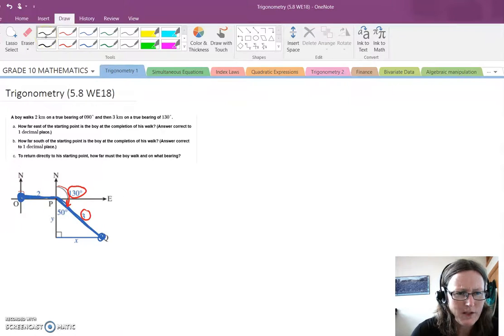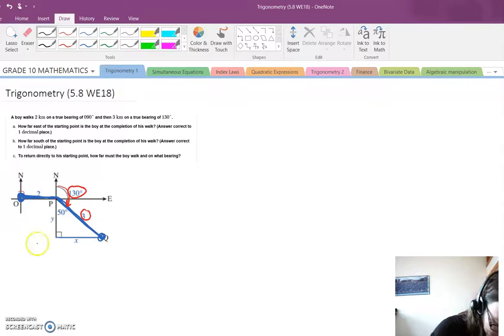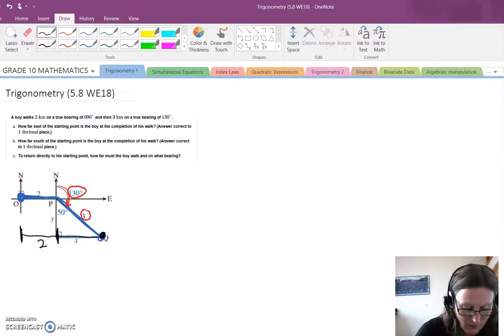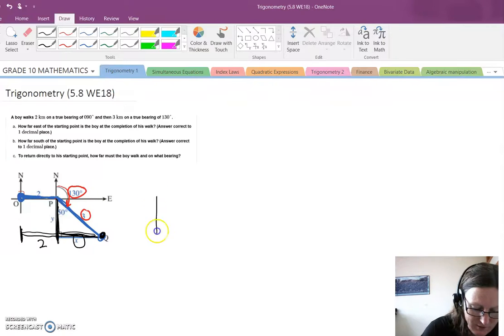The first part of this question, how far east of the starting point is the boy? Okay, how far east is the distance from here across to here? That distance. Now we know that this part of it is 2. So if we construct from this blue line a right angled triangle and we find this distance here, we add it to the 2 and that is the total distance of how far east he is. So let's look at our right angled triangle that I constructed. We're trying to find this. That is 50 and that is 3.